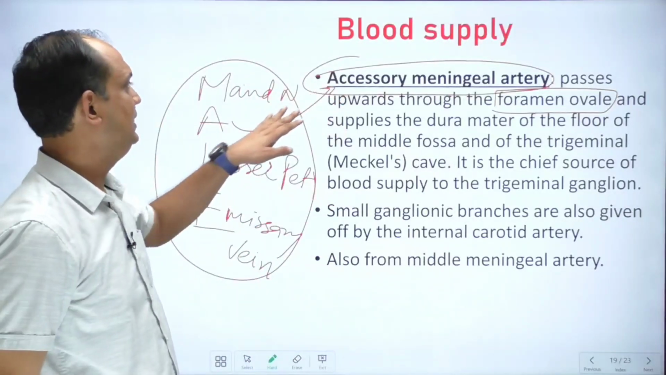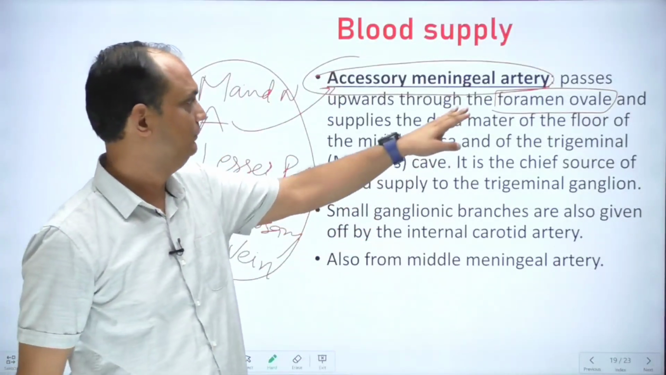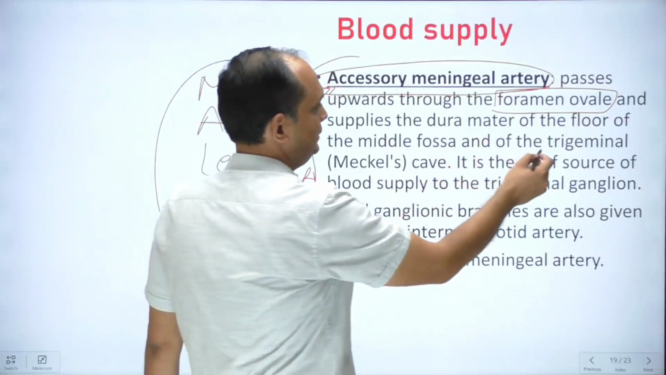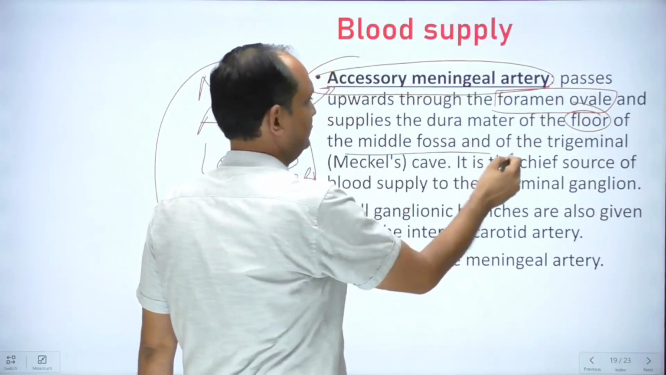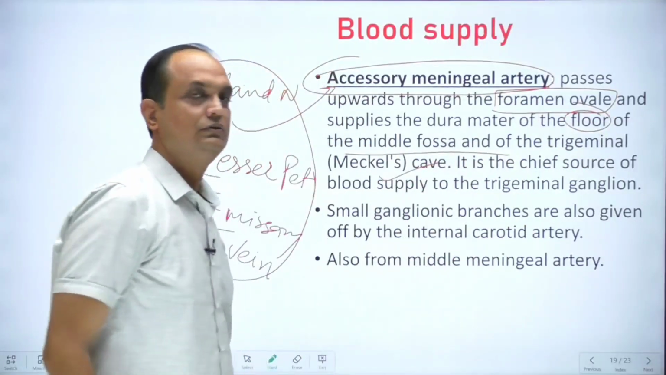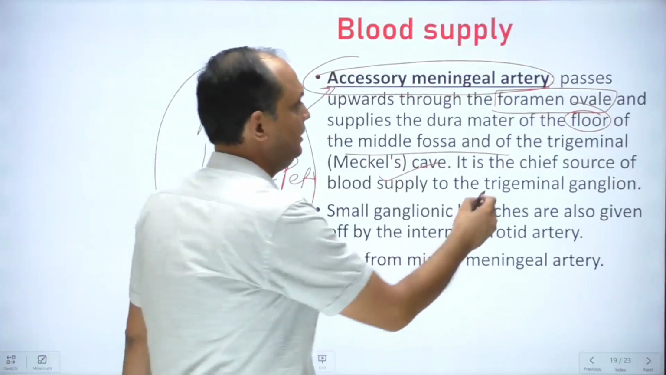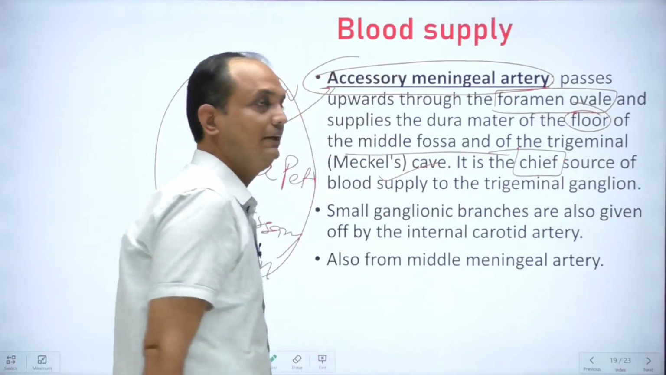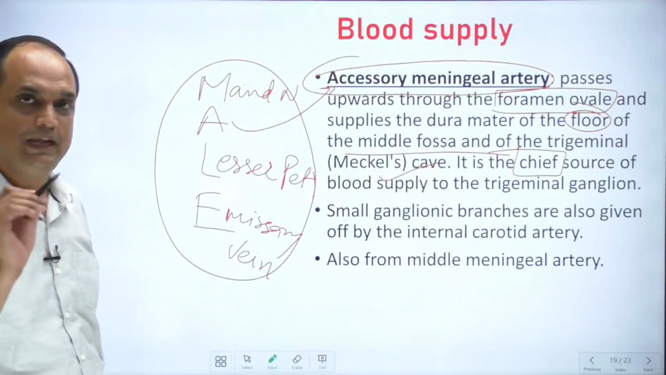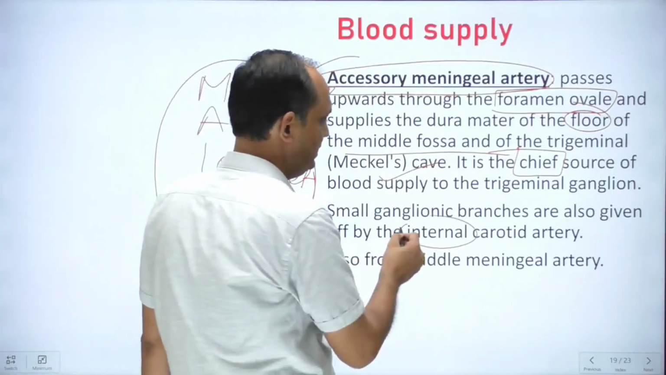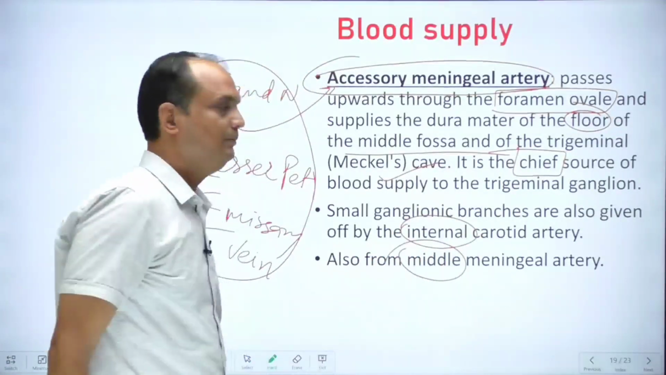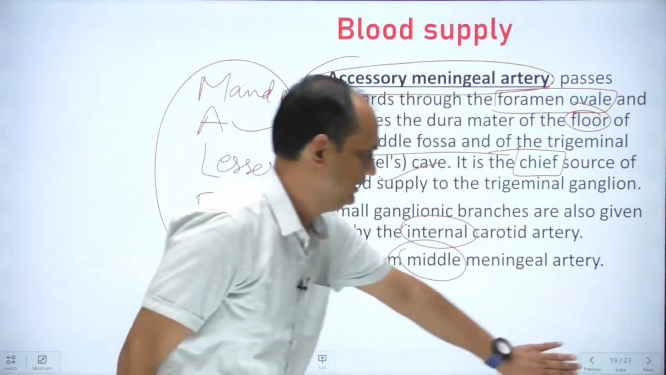So accessory meningeal artery enters through the foramen ovale and it supplies the floor of the middle cranial fossa and trigeminal cave. So it is the chief blood supply of your trigeminal ganglia. Apart from that, some ganglionic branches from the internal carotid and some branches from the middle meningeal artery.